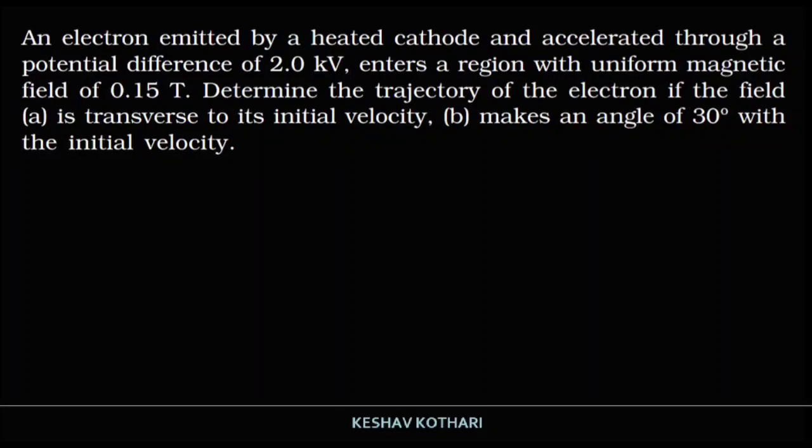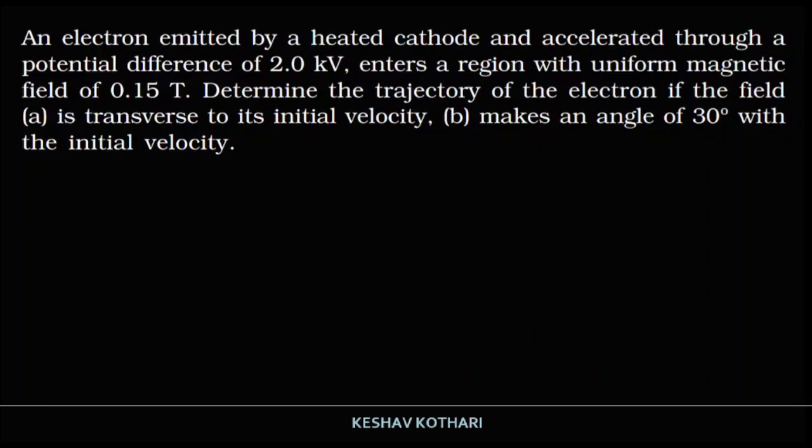So this problem is stating an electron emitted by a heated cathode and accelerated through a potential difference of 2 kilovolt enters a region with uniform magnetic field of 0.15 Tesla. Determine the trajectory of the electron if the field in A part is transverse to its initial velocity, in B part makes an angle of 30 degree with the initial velocity.